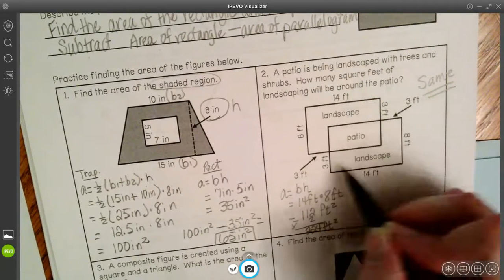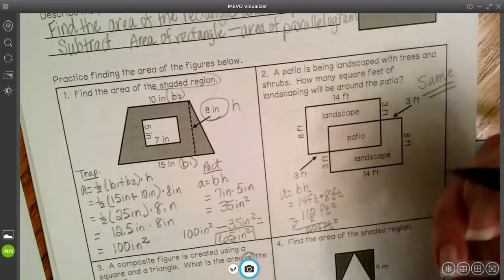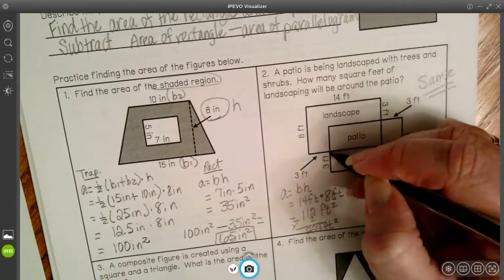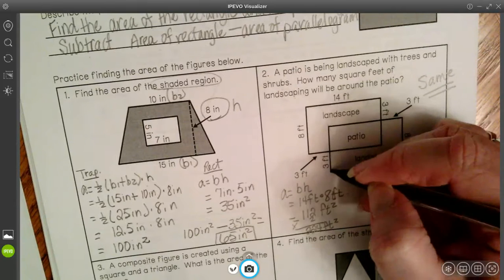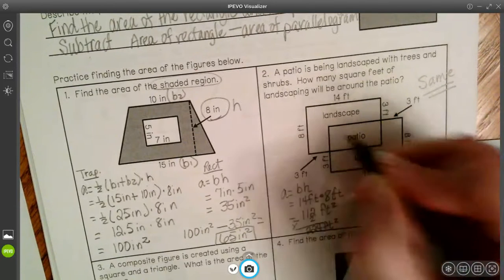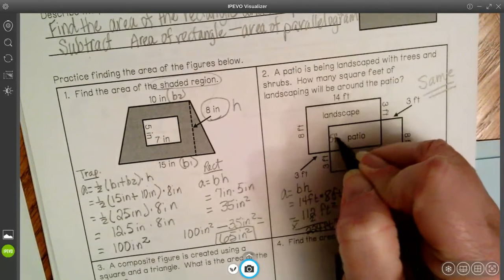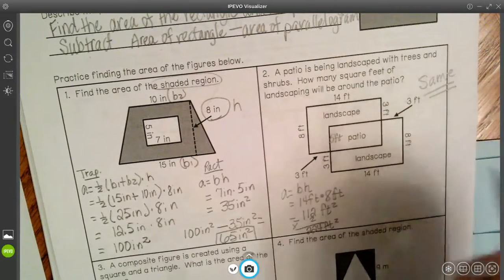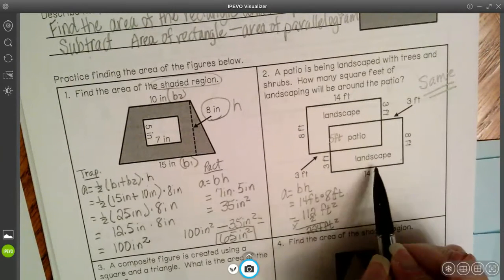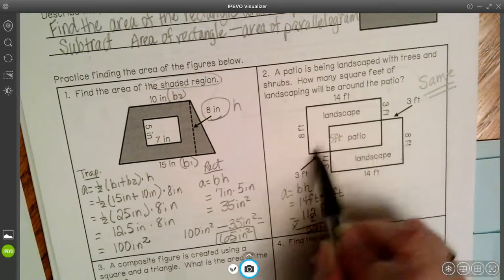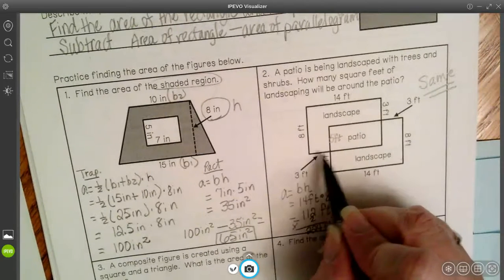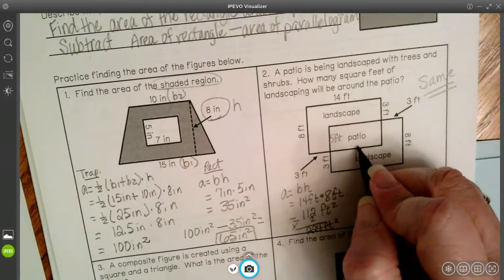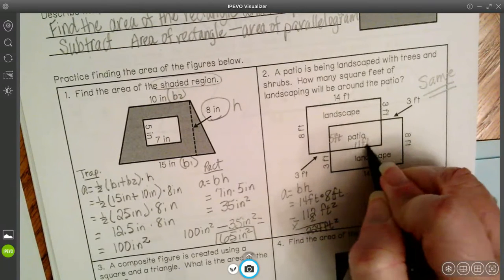Now we need to find the area of the rectangle right here because we're just landscaping what's around that patio. Now, that's where we don't have our measurements, but we really do because we know that from here to here is 8 feet and from here to here is 3. So that's going to make this 5 feet right here because 3 plus 5 is 8. From here to here is 14, and from here to here is 3. So that's going to make this part 11 feet.